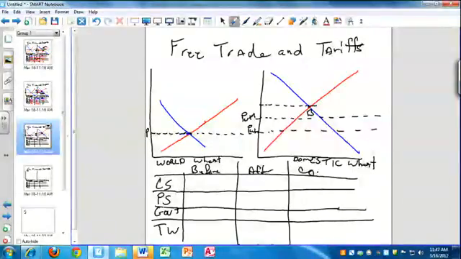Now, I'm going to erase that domestic market price, and I'm going to label that all A. This is a B. D here. E. You'll understand what this means after I do everything. F, G.